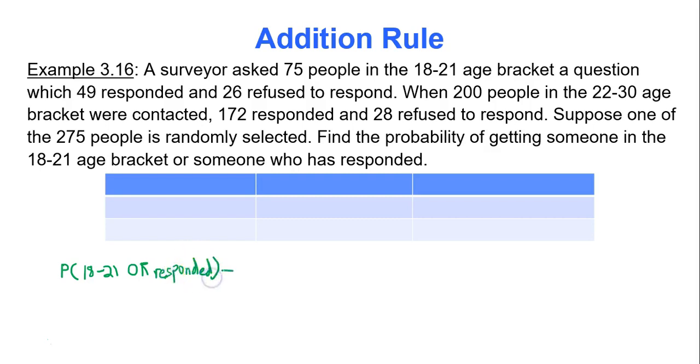I need to take my data and I want to organize it in a table because that's the best way to work out these questions. So it looks like responses are broken up by age. I have 18 to 21 and I have 22 to 30, and they're also broken up into those that responded and those that did not. So I have responded, and then I have those that refused to respond or did not respond.